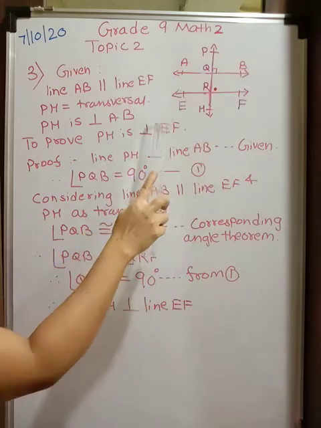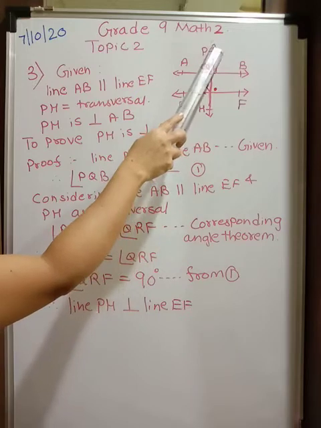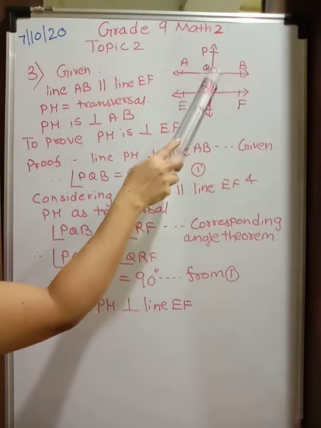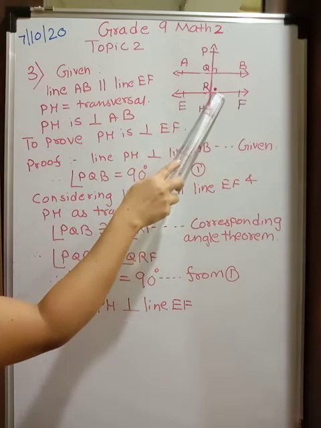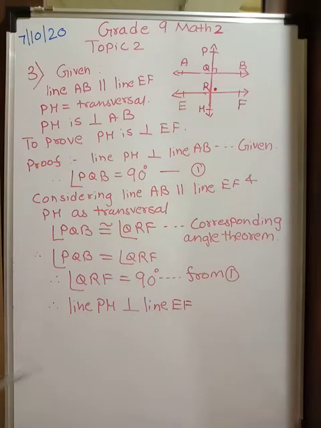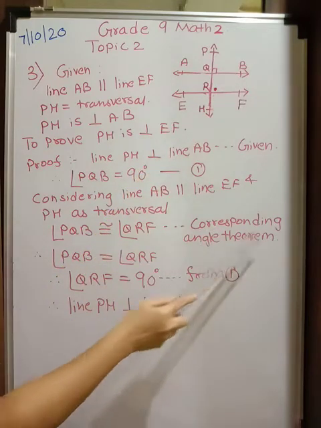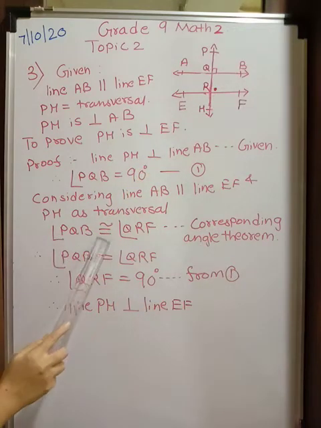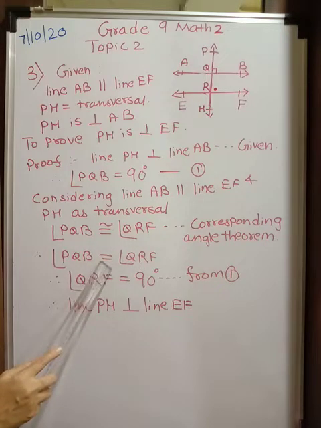If AB is parallel to EF and we consider PH as transversal, then angle PQB and angle QRF, these two are corresponding angles. Now if lines are parallel, corresponding angles are equal. That is according to the corresponding angle theorem. So if this angle is 90, this also will be 90. So by using the corresponding angle theorem, first we got PQB is congruent to angle QRF. But congruent means their measures are equal. So here congruency I have changed into equal.